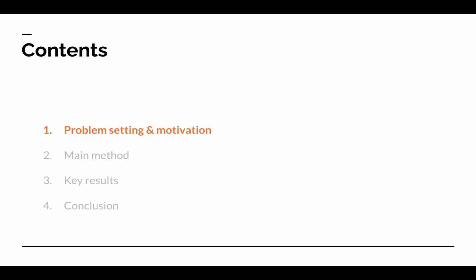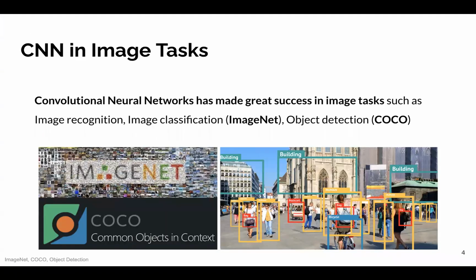Let's start from motivation. As you know, CNN has proven to be a powerful tool for image tasks such as image classification and object detection.